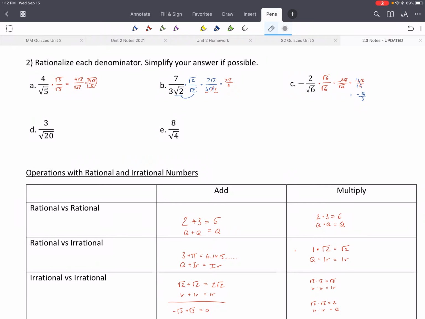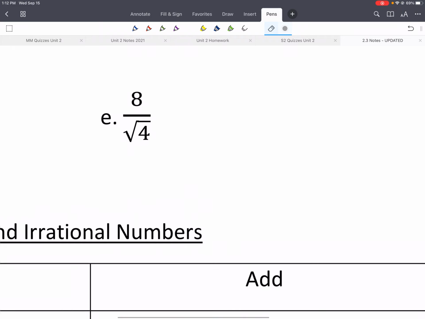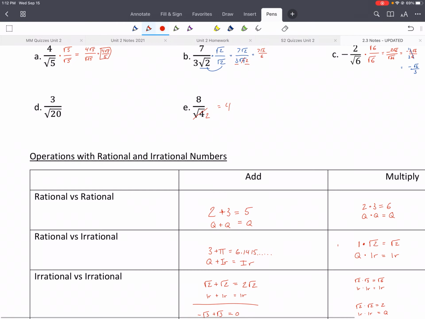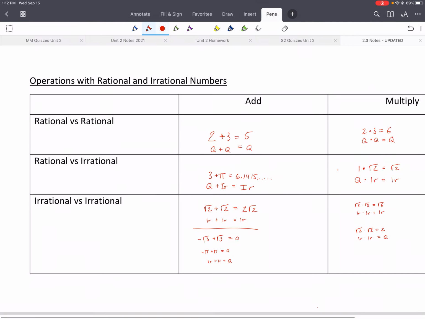So here's just a couple other examples. You're welcome to give those a try if you'd like. Like here, this one just simplifies even further and just gives you 8/2 or 4. So things like that are even more simplified, okay?